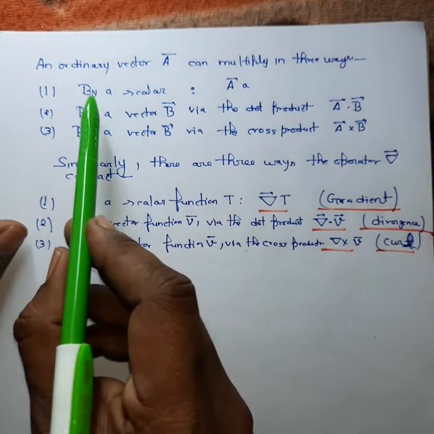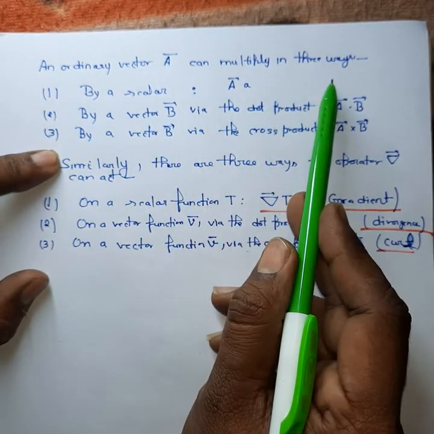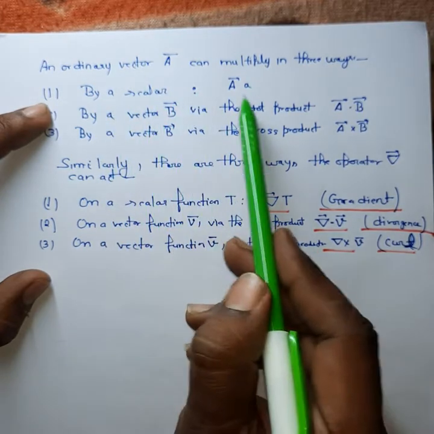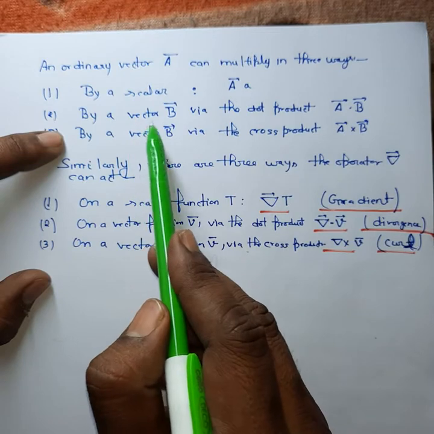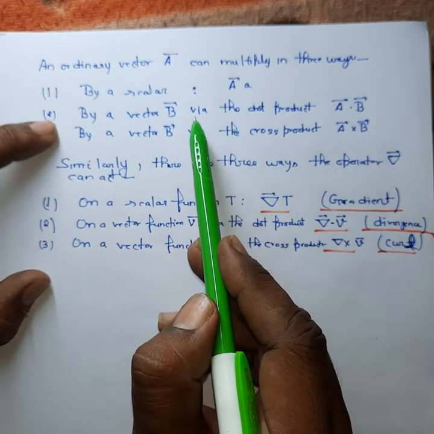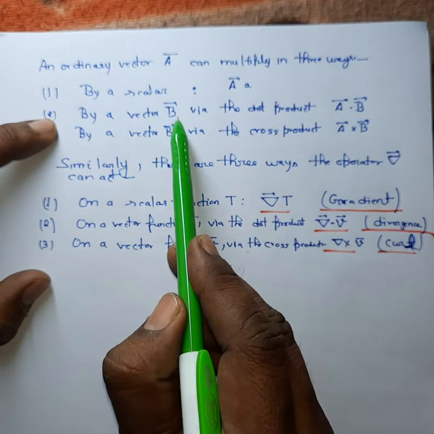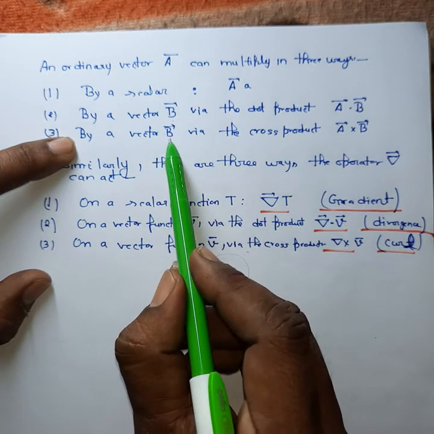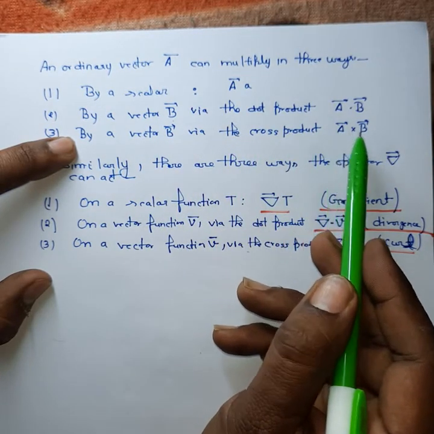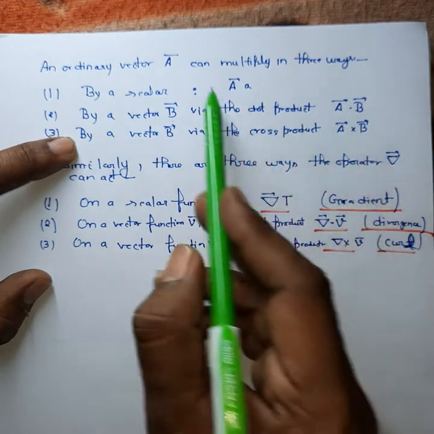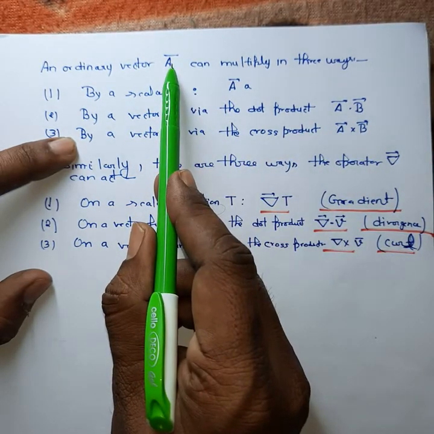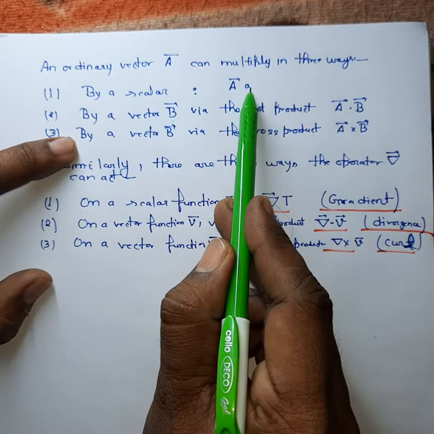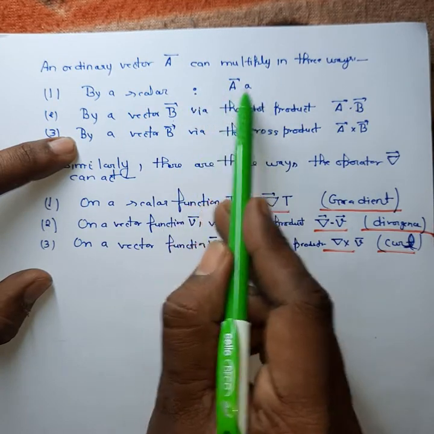So an ordinary vector A can be multiplied in three ways. The first is by a scalar; A can be multiplied by a scalar like this. A can also be multiplied by a vector in two ways: by the dot product, A vector dot B vector, and by the cross product, that is A cross B. So A can be multiplied with a vector in two ways, dot product and cross product, and it can be multiplied by a scalar by simple multiplication.